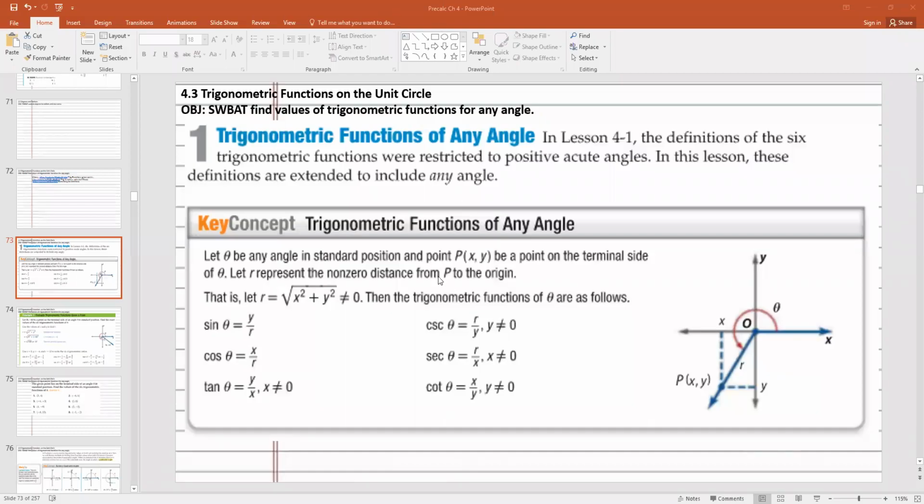All right, so we are looking at a new section today. This is 4.3, trigonometric functions on the unit circle. We actually won't get to see the unit circle until probably a future video, maybe the next video, hopefully. But we're going to look at how we get the unit circle first. The objective is that you'll be able to find values of trigonometric functions for any angle.